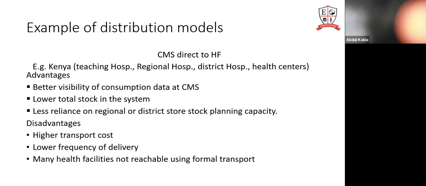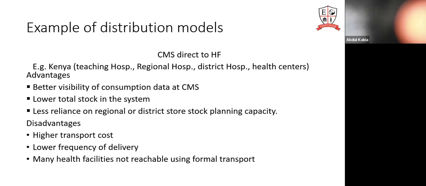So some of the distribution models, like what is happening here, they're operating on a two-tier system. The medicines come to the central medical store and then go directly to health facilities. So like what we mean, from the central stores they send them direct to teaching hospitals, regional hospitals, district hospitals, and then go direct to health centers. So that one is a two-tier system. And that one has an advantage because there's better visibility of consumption data.